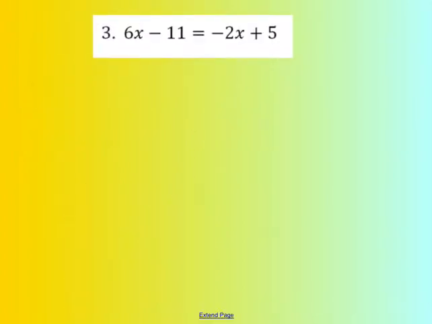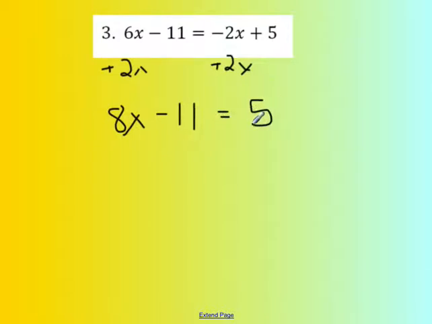Let's take a look at number 3. I've already simplified on both sides, so what I need to do is get my letters to the same side of the equation. What I'm going to do is add 2x to both sides. So then I get 8x minus 11 is equal to 5. Now I need to get that 11 over to the other side. Since that's the minus 11, I'm going to add 11 to both sides.